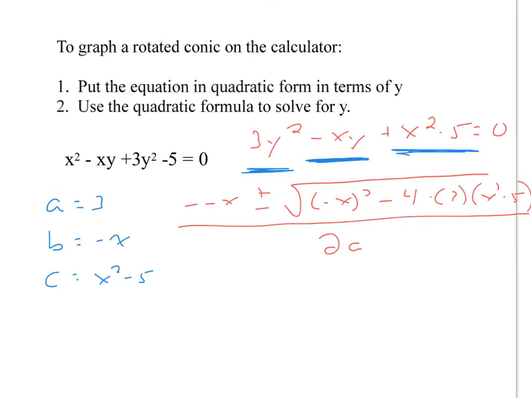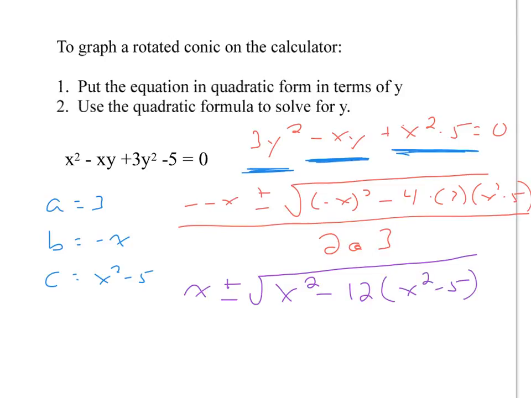We can simplify this as much as we want. We probably would want to a little bit. And 2a was 2 times 3. So neg x is going to be x, plus or minus the square root of neg x squared, which is x squared, minus 4 times 3, which is 12, times x squared minus 5. And we could distribute that 12, but we don't need to. Just keep that like that. Keep things easy. All of that is over 6.